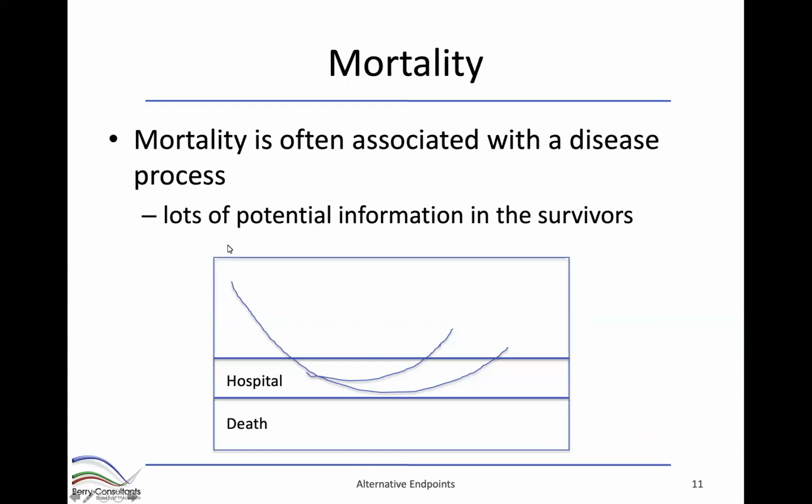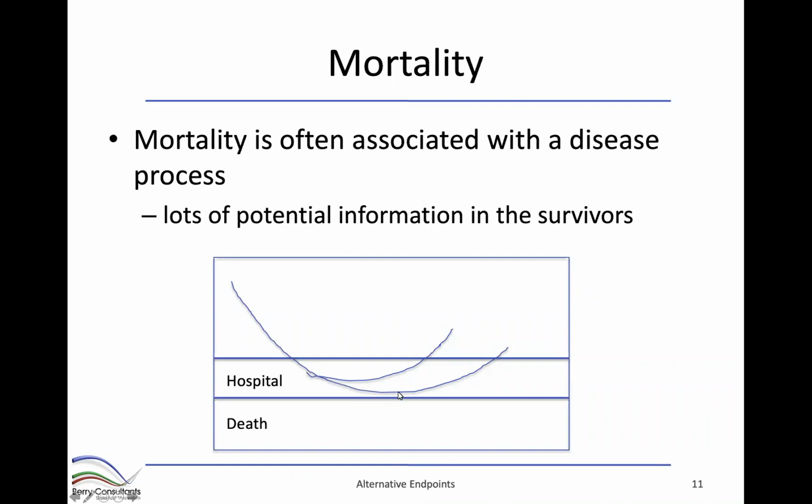You can imagine a disease process where people get sick and end up in the hospital. A lot of times they might enroll in the study when they end up in the hospital, and they continue to progress in the disease. You may have some patients that progress towards death, and certainly mortality will pick up those patients. But you may also have a large group of survivors, and a drug could have a meaningful effect on those survivors.